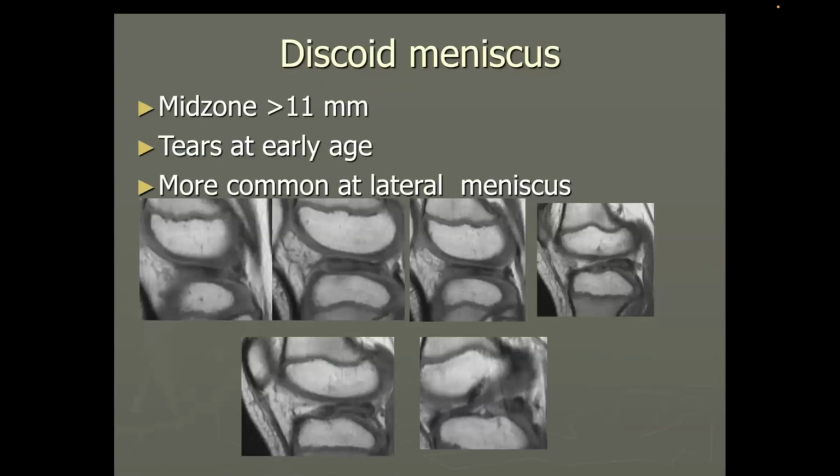Discoid menisci can be common. They're usually seen with a mid-zone greater than 11 millimeters. They can tear at any age. They're obviously congenital. They're more common in the lateral meniscus.